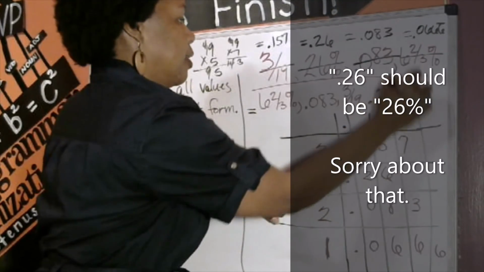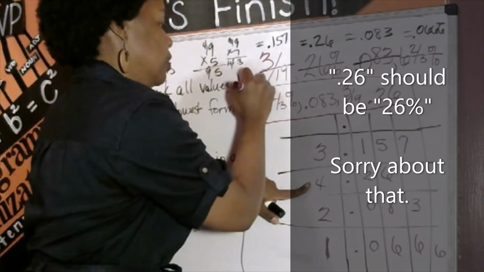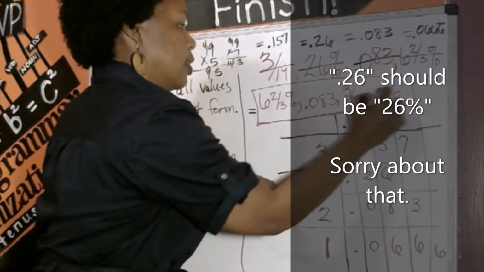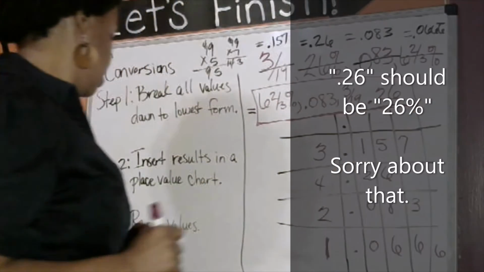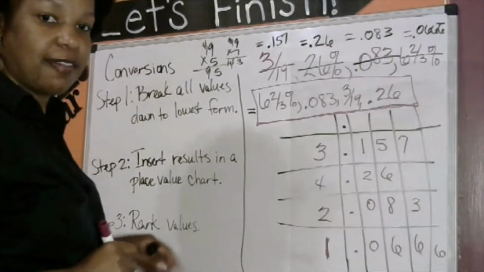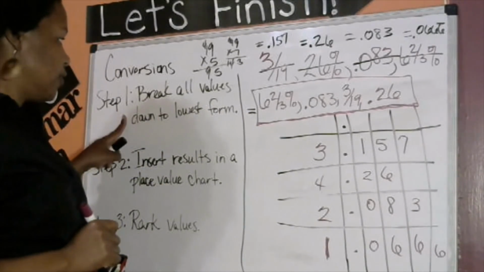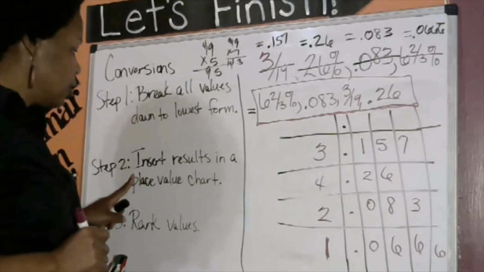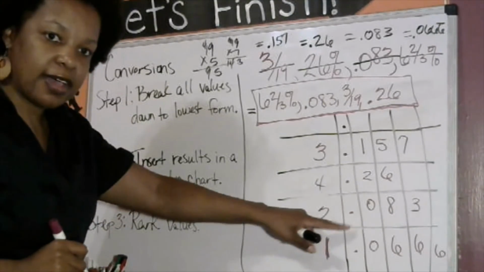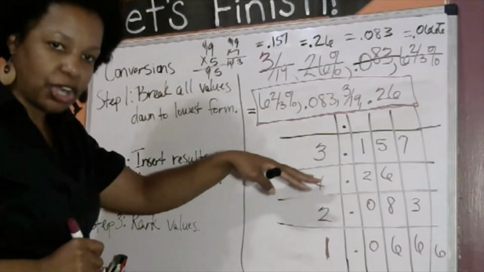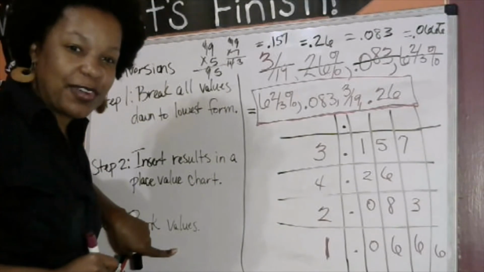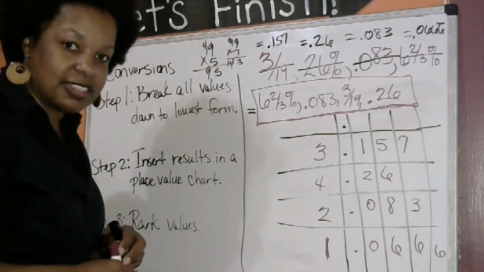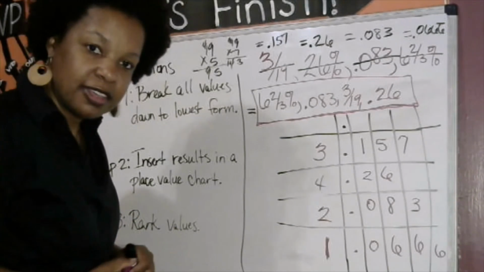All right, this is what you want right there. So there you have it. You have broken all values down to the lowest form. You have inserted the results in a value chart, and then you ranked the values, and that takes care of that. Give it a try.